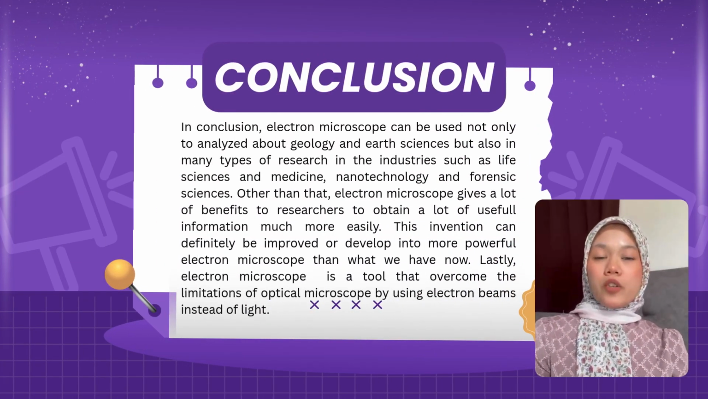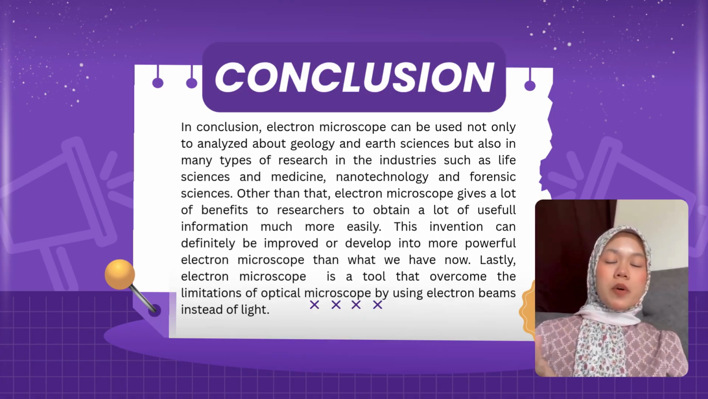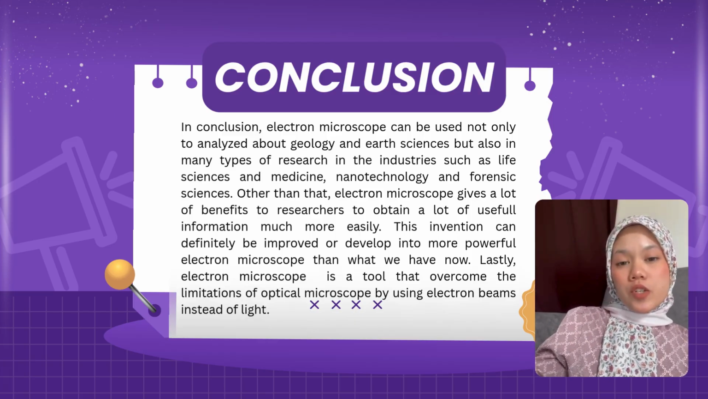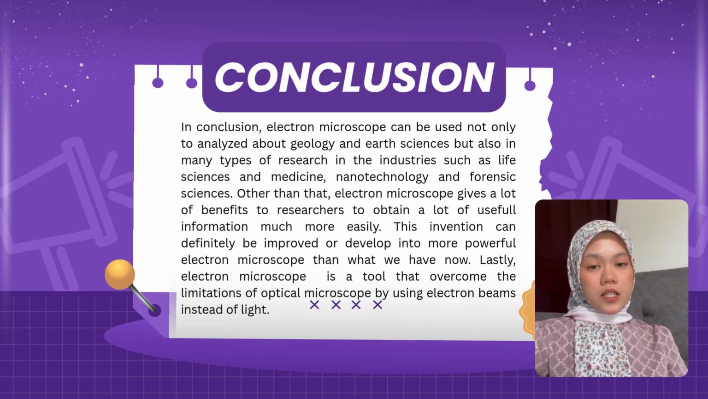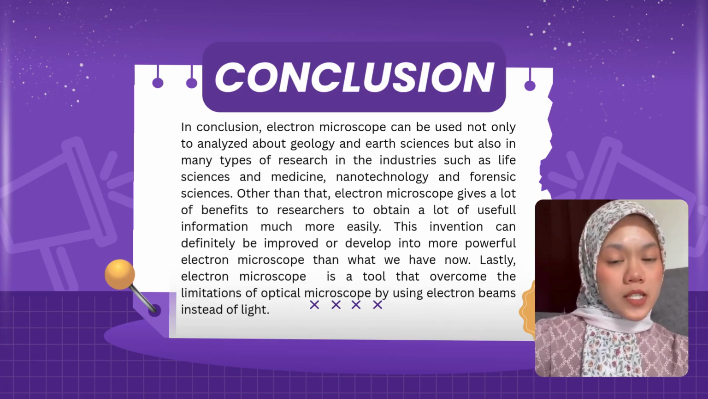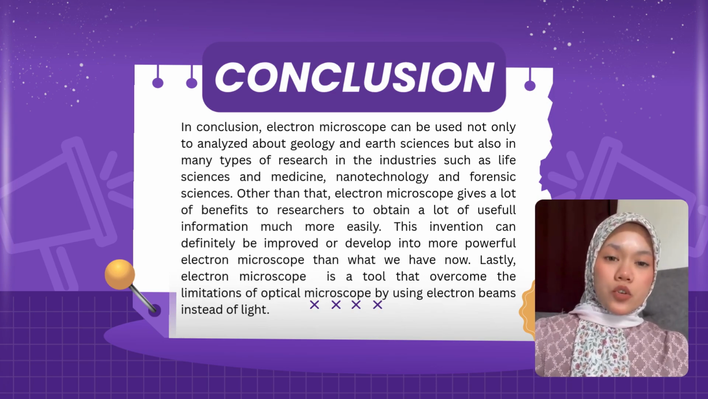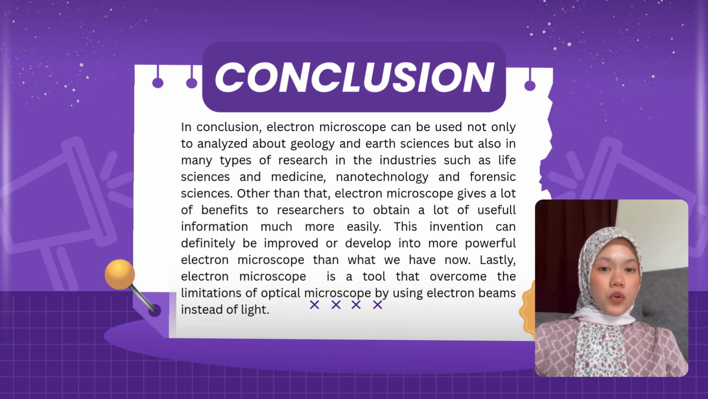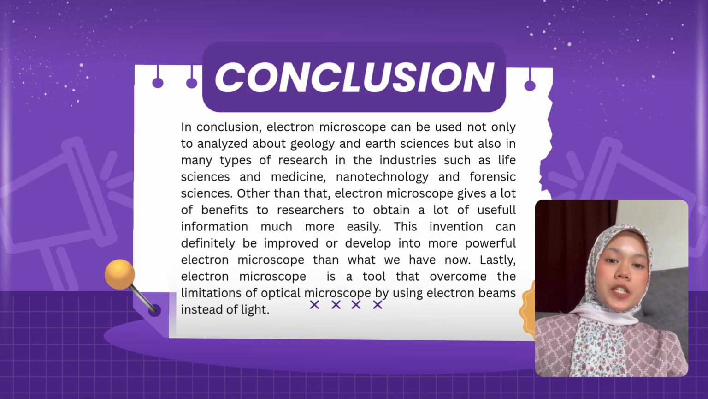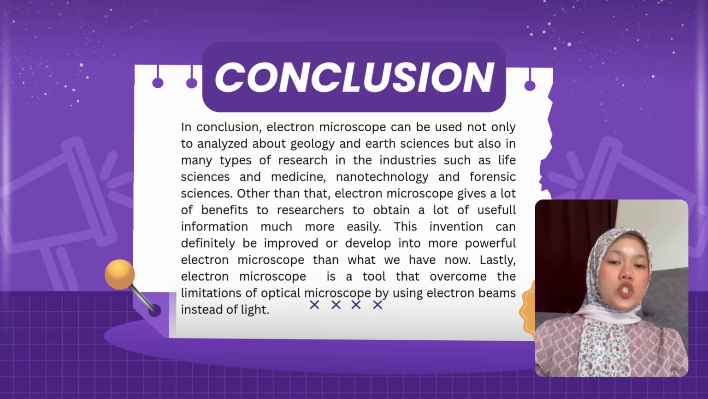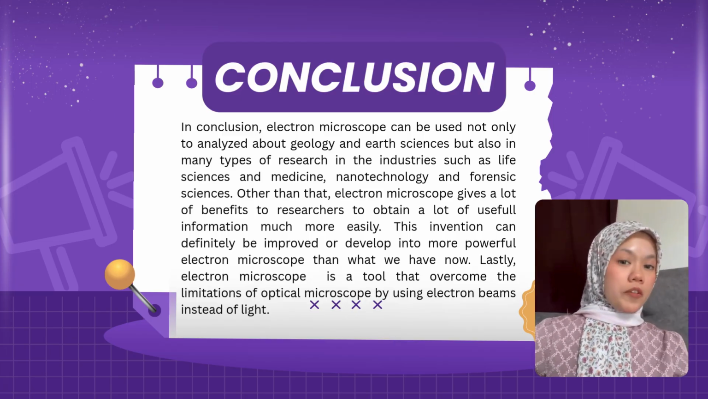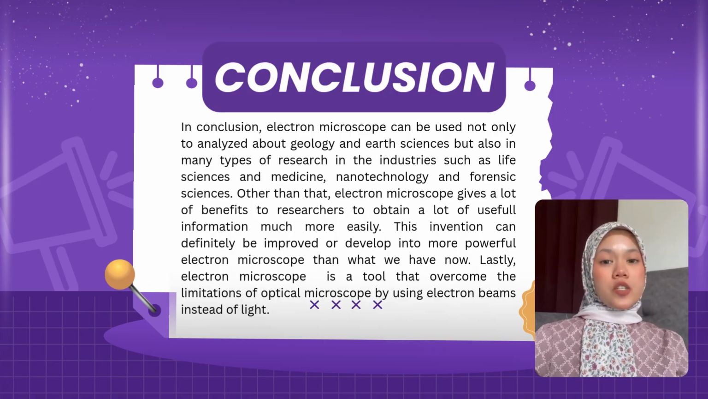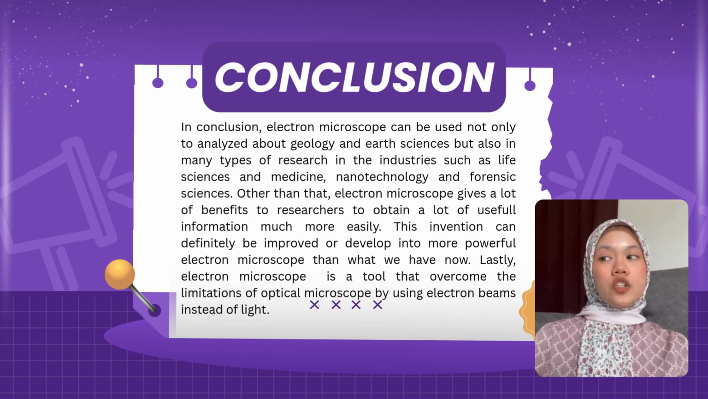In conclusion, electron microscope can be used not only to analyze geology and earth sciences, but also in many types of research in the industries, such as life sciences and medicine, nanotechnology, and also forensic sciences. Other than that, electron microscope gives a lot of benefit to the researchers to obtain a lot of useful information much more easily. This invention can be developed or improved into more powerful electron microscope than what we have now. Lastly, electron microscope is a tool that overcomes the limitations of optical microscope by using electron beams instead of light.